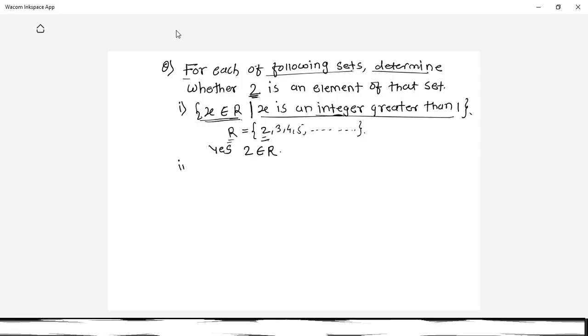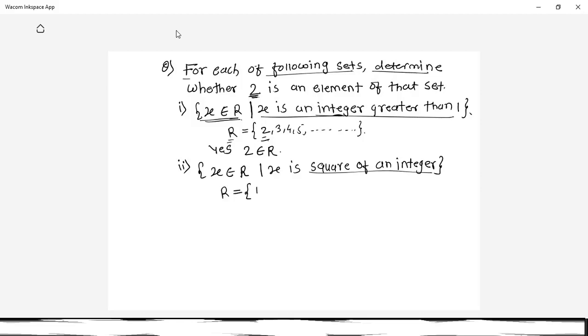The next set is defined like x belongs to the set R and x is the square of an integer. Now what will be the set R? So R contains the elements x, and how is x defined? x is the square of an integer.